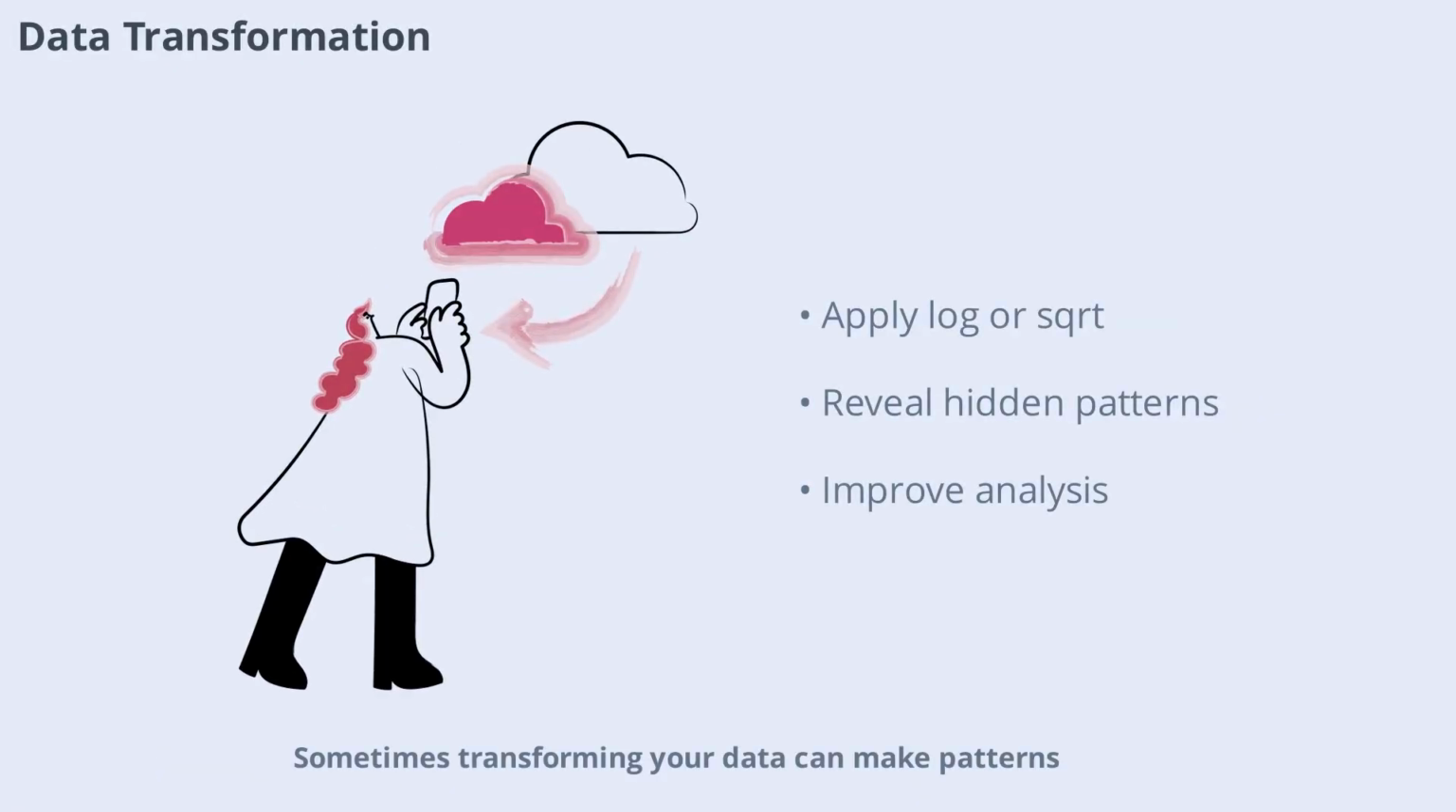Sometimes, transforming your data can make patterns more visible or improve model performance. Common transformations include taking the log, square root, or applying other mathematical functions. The goal is to make your data easier to work with and more suitable for analysis.